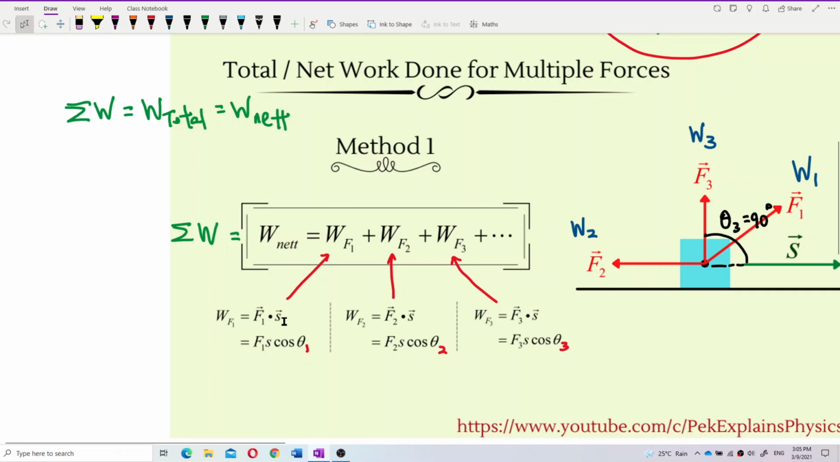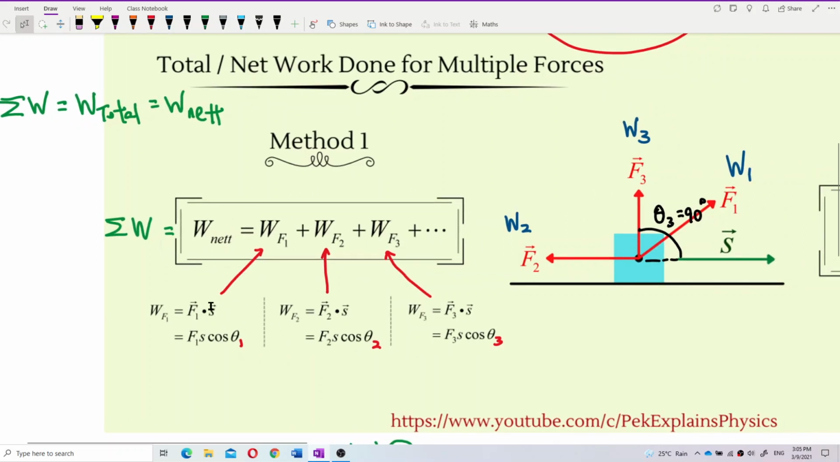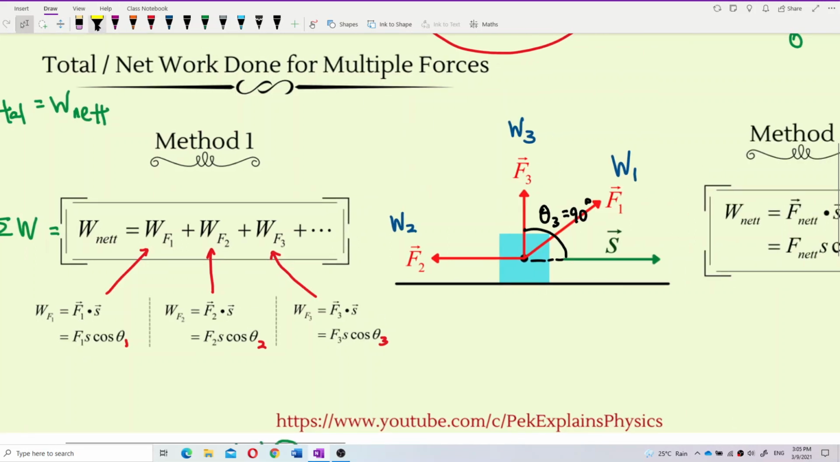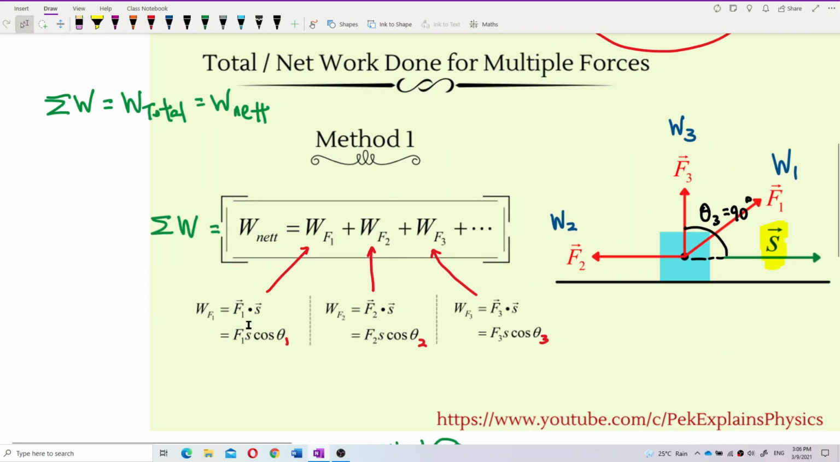So we find the work done of each force, identifying their individual angles theta 1, theta 2, theta 3 by comparing each force with the displacement. The important thing is displacement; we always need the displacement to compare our forces. Then we total up all the work done, WF1 plus WF2 plus WF3, and we get the total work done. That is the first method.